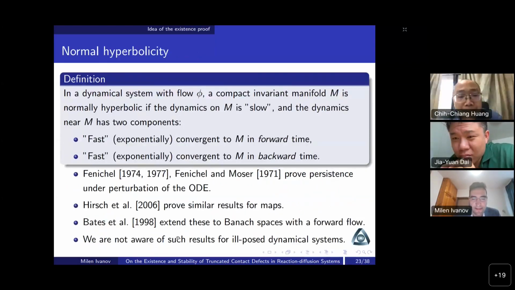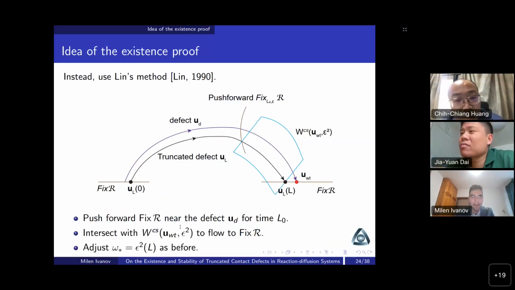Okay, so instead, what we want to do is to use Lin's method, which some people would call shadowing. In this image, we have quotiented out the rotation symmetry and the time translation symmetry to make things more understandable.